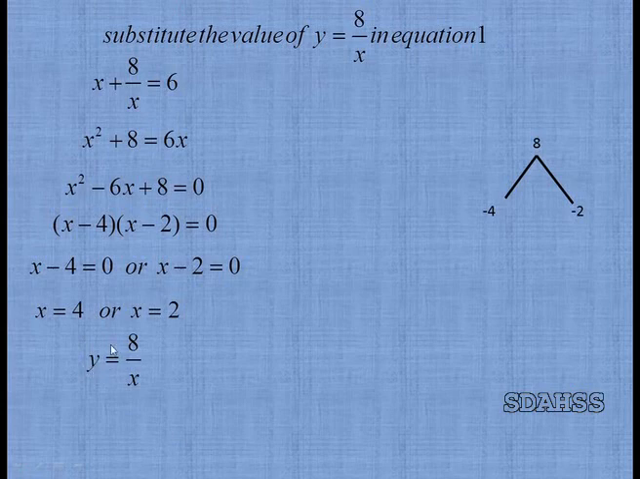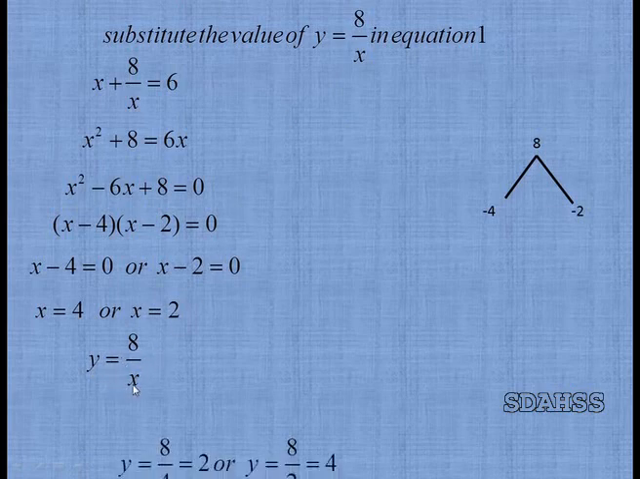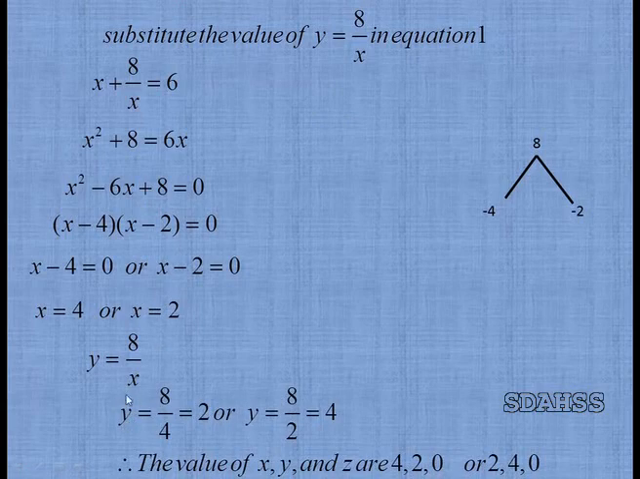Now we want to find the value of y. For that you consider y is equal to 8 by x. Now you substitute x is equal to 4 in y equal to 8 by x. So this becomes y is equal to 8 by 4 equal to 2. Or again you have to substitute x is equal to 2 in the same equation. Y is equal to 8 by x. So you have y is equal to 8 by 2. So 8 by 2 becomes 4. So the values of x, y and z are 4, 2, 0 or 2, 4, 0.